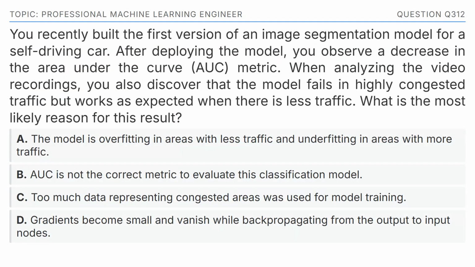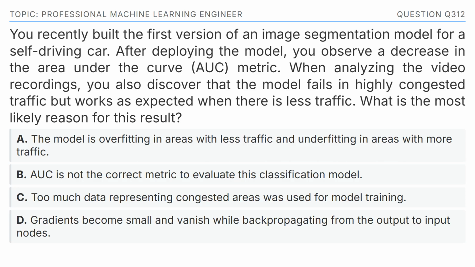You recently built the first version of an image segmentation model for a self-driving car. After deploying the model, you observe a decrease in the area under the curve (AUC) metric. When analyzing the video recordings, you also discover that the model fails in highly congested traffic but works as expected when there is less traffic. What is the most likely reason for this result?